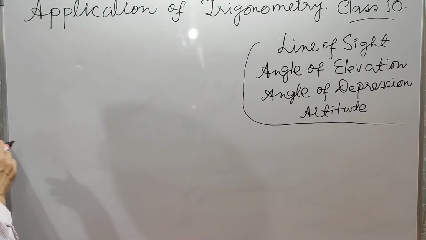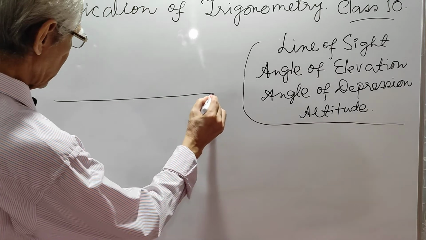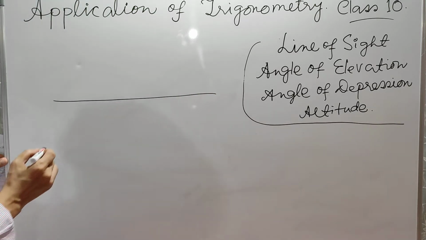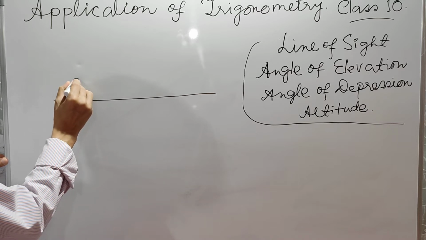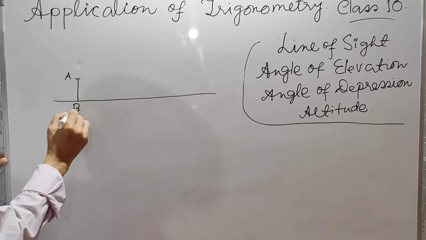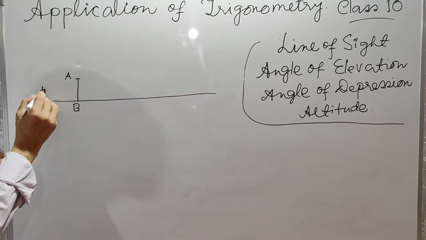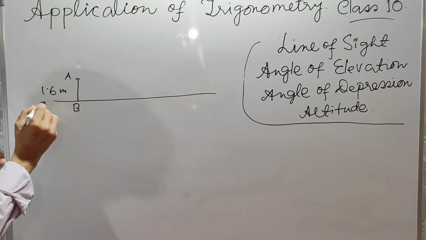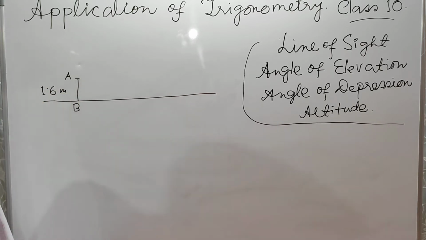Okay, now this is a problem. So this is a ground level, and a man is standing. This is the height of the man. Suppose AB is the man. This is a man standing on the ground and the height of the man is given as 1.6 meter. So AB is 1.6 meter. That is the height of the person.